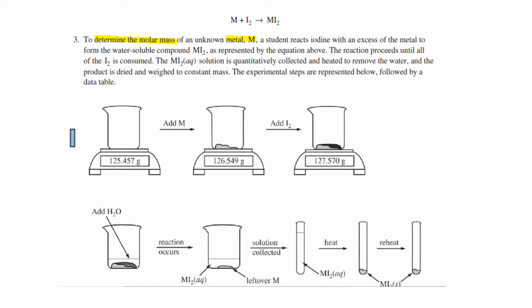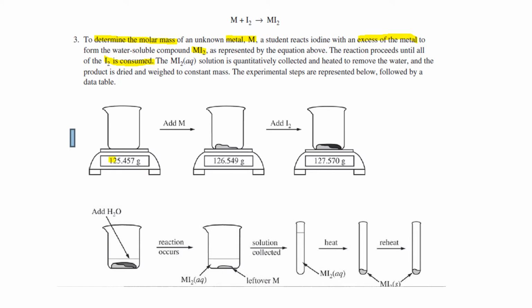It's going to be reacting with my diatomic nonmetal iodine, and I do know that the metal is in excess. It's going to form the compound MI2 as represented by the equation above. All of my I2 is consumed, so that is going to be my limiting reactant. And they've given us sort of a schematic of this step.